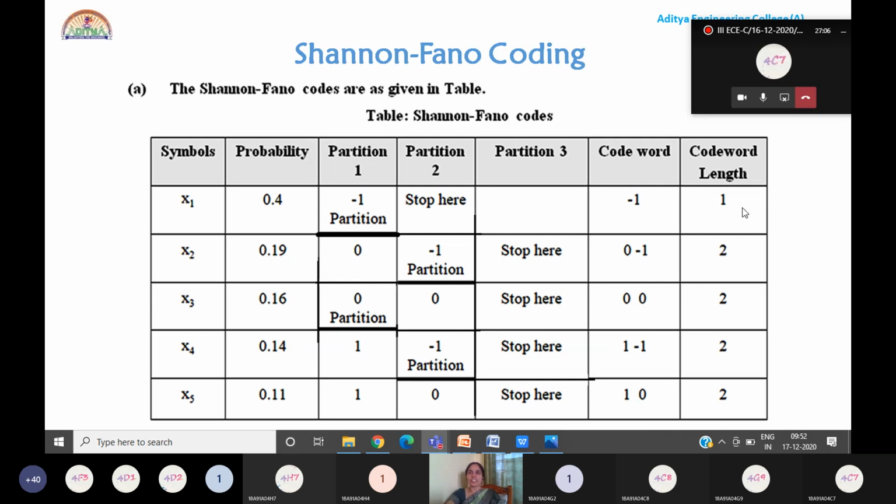Now let us represent the code word length, because we need to calculate the average code word length to evaluate the efficiency.